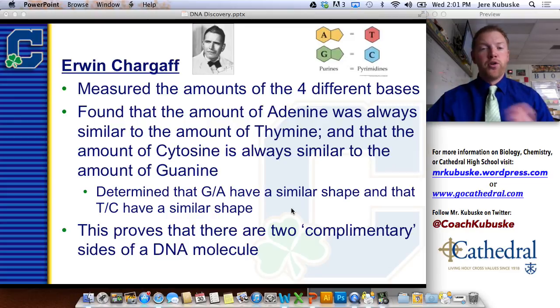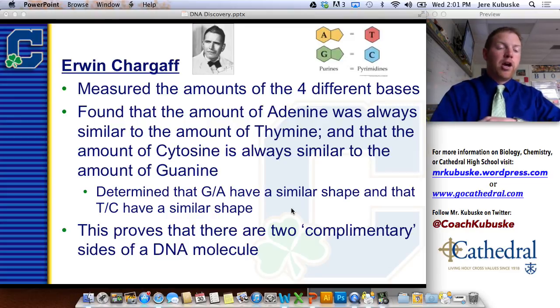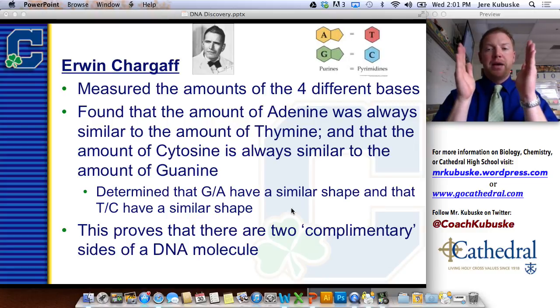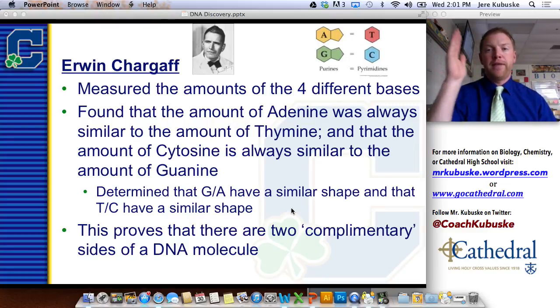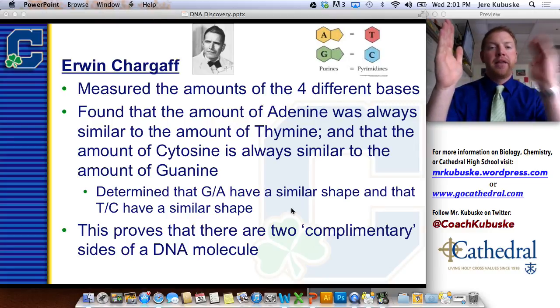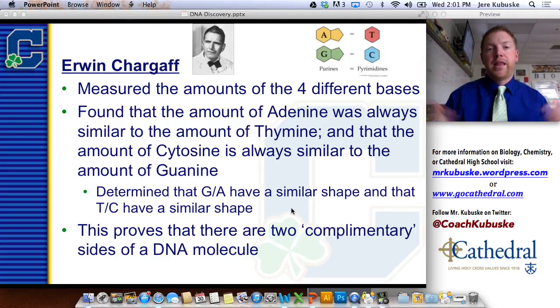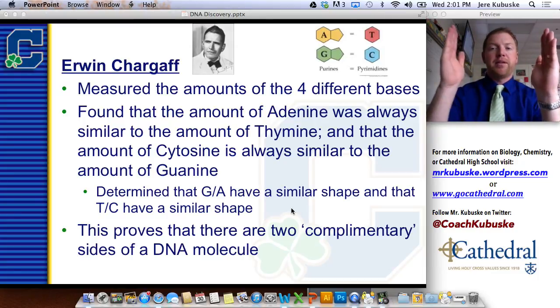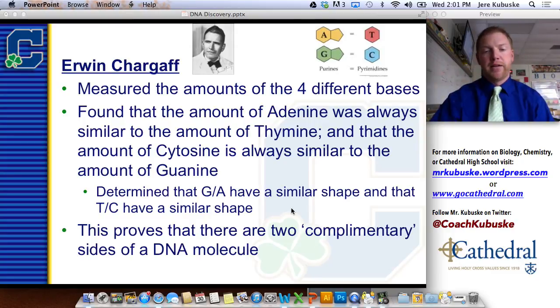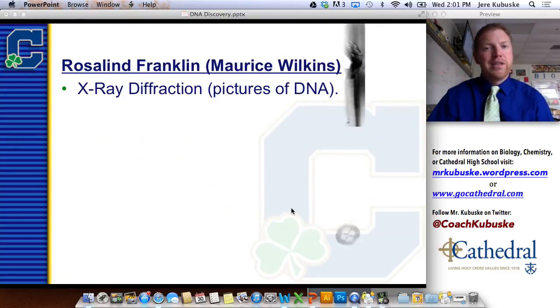So this proves to other scientists, and is going to help us unlock the shape eventually, that there have to be 2 complementary sides of a DNA molecule. If I have T on this side, then the opposite side has to be an A. They are paired together. That would be the only way that they would have equal amounts in nature. Same thing with C and G. If I have a G on one side, then the opposite side has to say C, and that's how they get paired together. But we still don't know what DNA looks like.